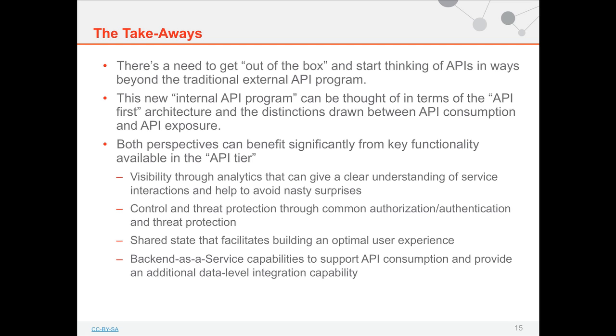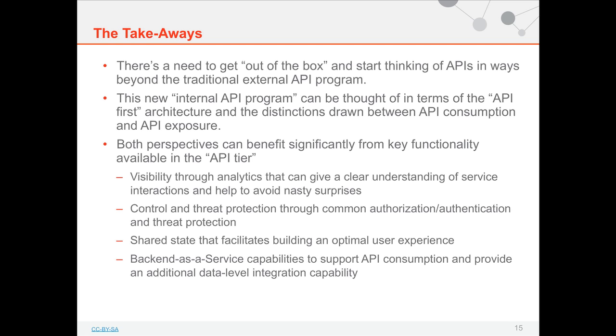So I think the key things that I'd like for people to take away from this is, first of all, that there really is a need to think a little bit beyond what we traditionally think of as the external API program and start thinking of things beyond that. Look at how service-oriented architectures are being done within your organization, or how business services are exposed, and really give it a good, solid, deep thinking, so that you clearly understand all the different implications of sharing data and the interactions between different systems and so on. The internal API program is very definitely something that can be thought of in terms of the API first architecture.